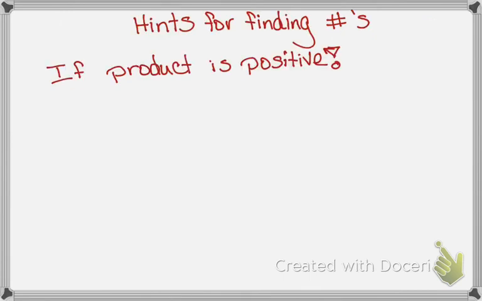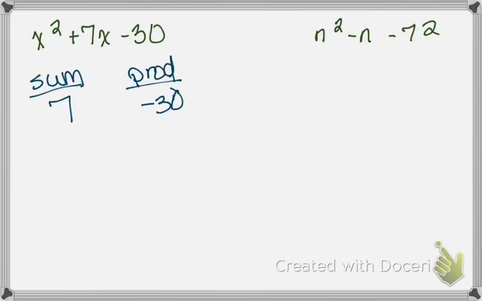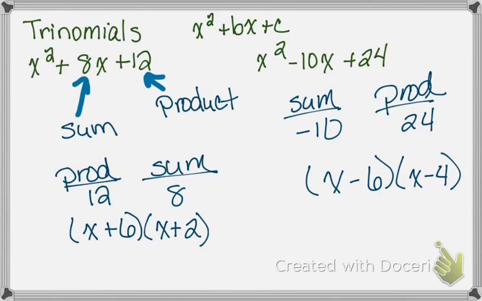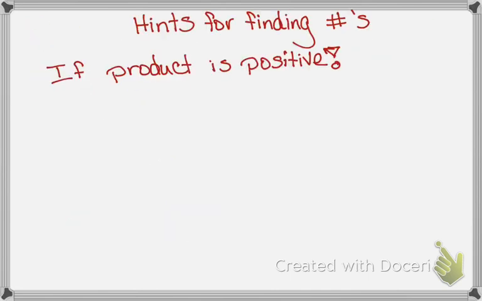So, hints for finding our numbers. If my product is positive, so that's like this screen right here, okay? My product on one of them was positive 12. My product on the other one was positive 24. When my product is positive, what is the only way that I can get a positive number when I multiply two numbers together? Two negatives. So I can say a negative times a negative. Okay, what's another way? Two positives.